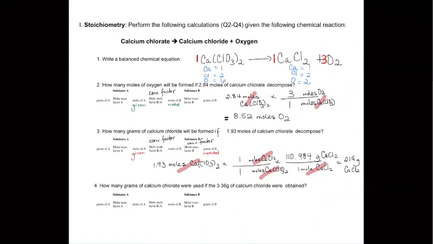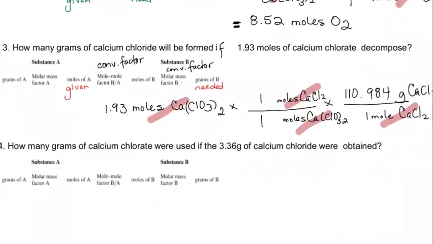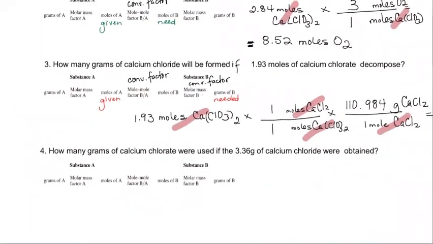I'm going to give you guys 2 minutes to do number 4. In number 4, we are given the mass of one substance. We need to find grams of another substance. So we have 3 conversion factors that we need in order to go from grams to grams. So I'll give you guys 2 minutes.